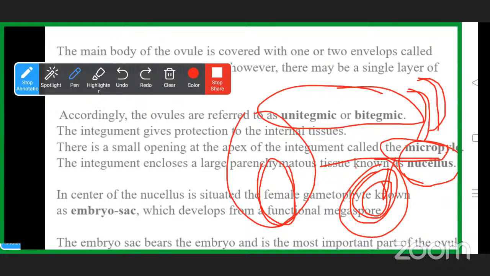Embryo sac types are there that I already told you: polygonum type, oenothera type, and based upon spore formation, either monosporic, bisporic, or tetrasporic. How many spores participate in the formation of the embryo sac? That also we will discuss.